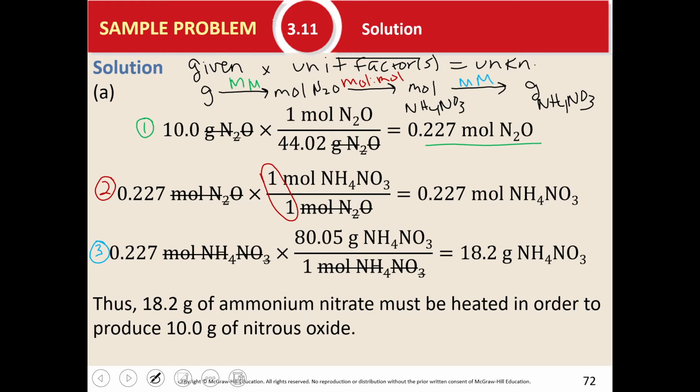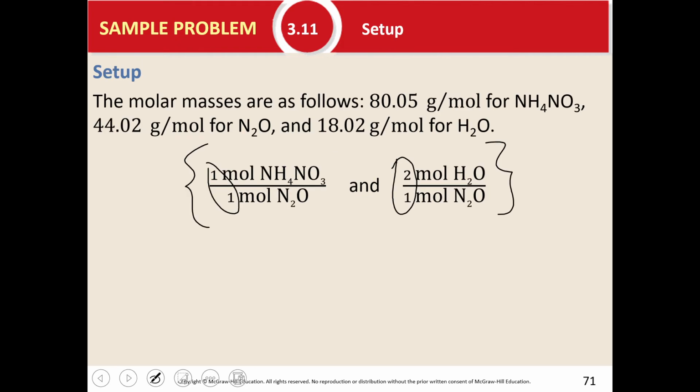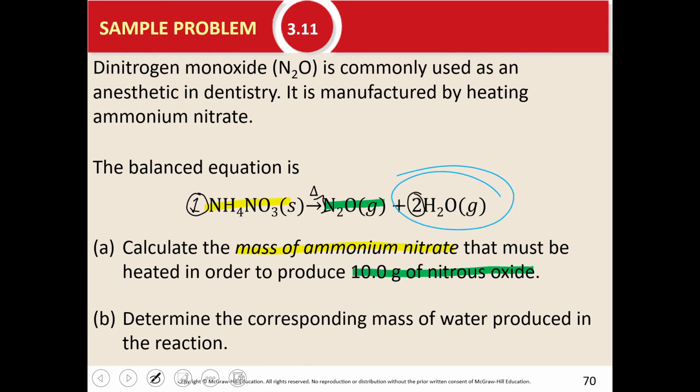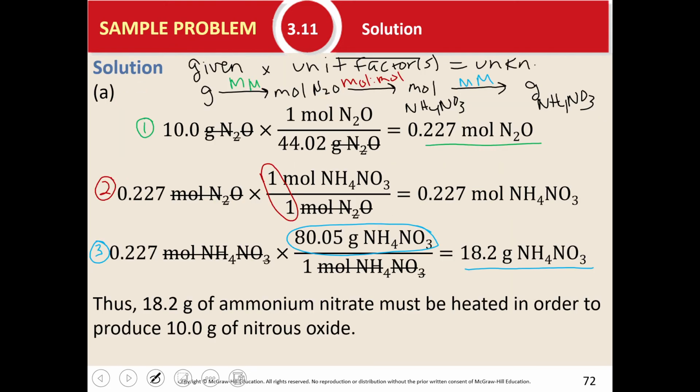So this is step 3. Our moles of ammonium nitrate multiplied by the molar mass of ammonium nitrate gives us 18.2 grams of ammonium nitrate. So what this means is, if we want 10 grams of dinitrogen monoxide, we need to start with 18.2 grams of ammonium nitrate. That's a reasonable amount because we only got 10 grams of the dinitrogen monoxide, and also water was a secondary product. So it makes sense that the amount we would start off with would be more than we actually get.